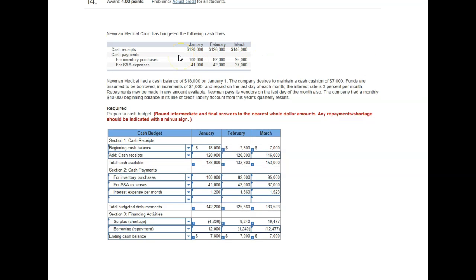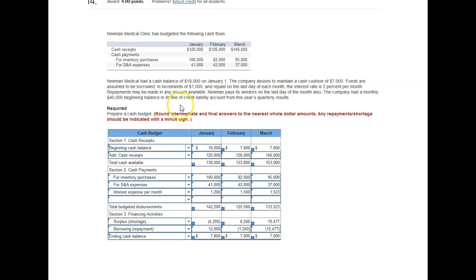They tell us that they have budgeted the following cash flows. So they expect each month to have cash in January, let's say at 120, February 126, and March 146. So that's what they expect to collect in cash each month, probably from sales or something. Cash payments, they've already worked through these numbers, and they said that in January, we expect to pay cash for inventory purchase of $100,000, and for selling administrative expenses, probably $41,000 in cash. These are all cash payments. These are expected cash receipts in each month. These are expected cash payments in each month.